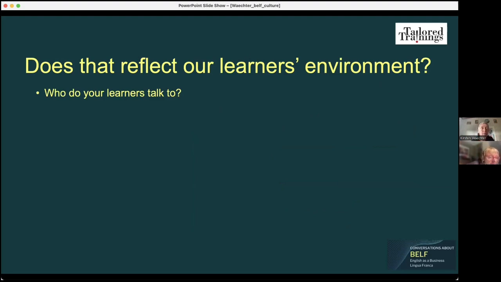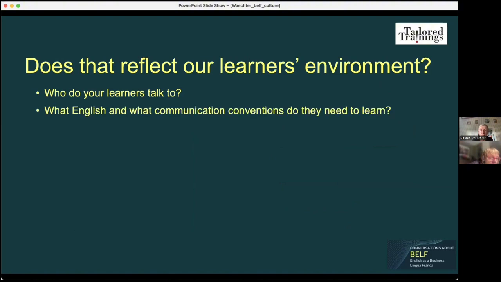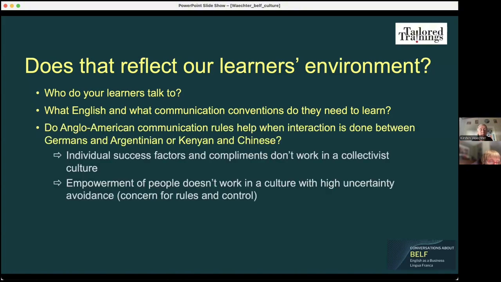So the first question is, of course, who do your learners talk to? Then what English and what communication conventions do they need to learn? In my case, I would say 20% of their communication actually involves native speakers. The rest is done with non-native speakers, and you cannot learn all the communication conventions. It's impossible. So I have to think about what works in different contexts.